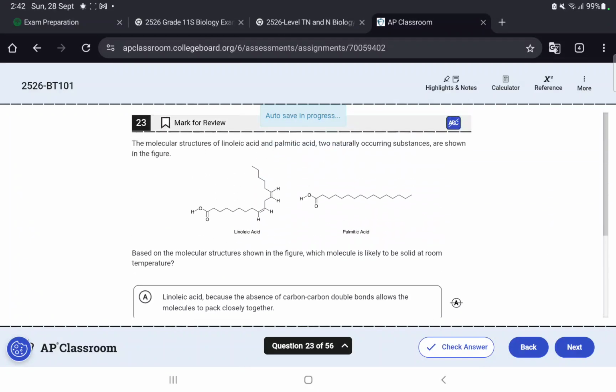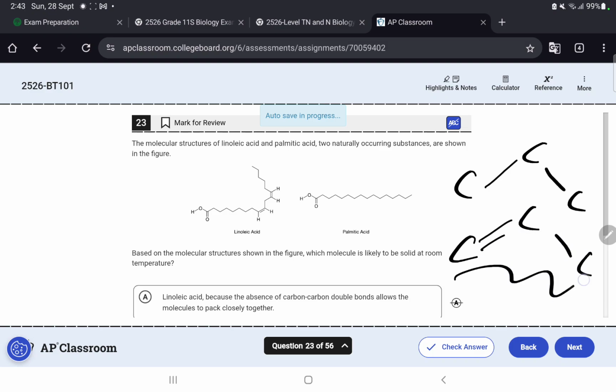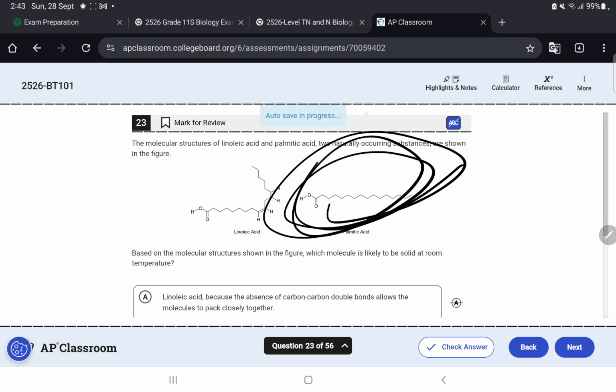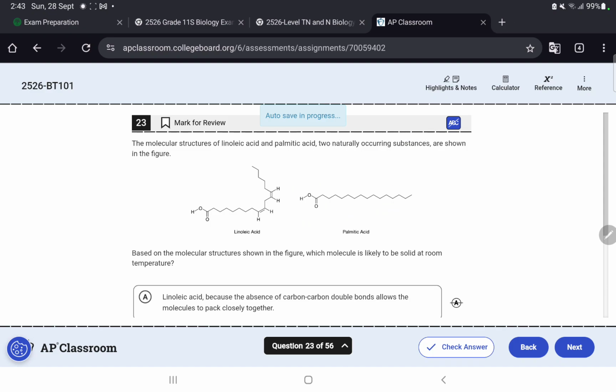Which one would be solid at room temperature? They're basically asking you which one is saturated. Remember, saturated only have single covalent bonds, not double covalent bonds. This is unsaturated, this is saturated. As you can see here, there are only single covalent bonds. Don't tell me that this is a double bond. No, this is a double bond between C and O, not C and C.